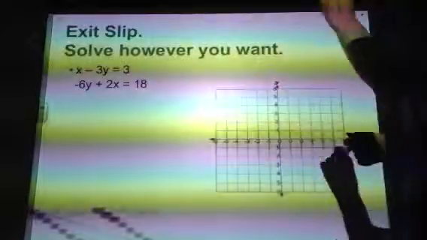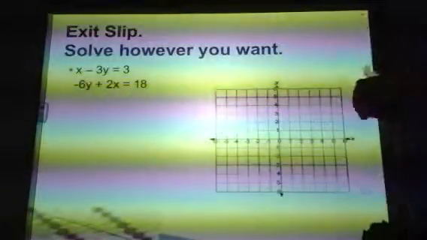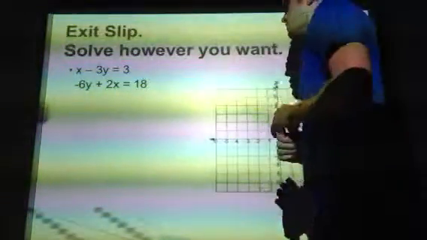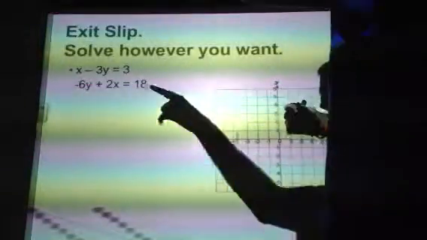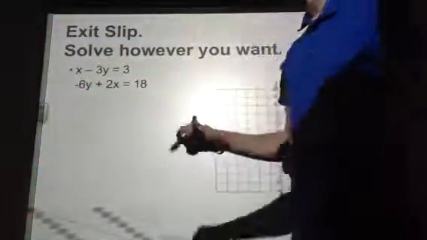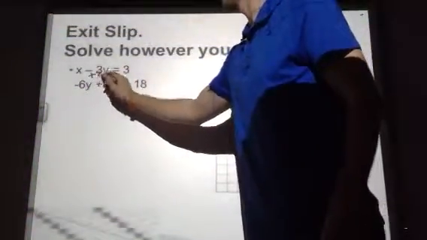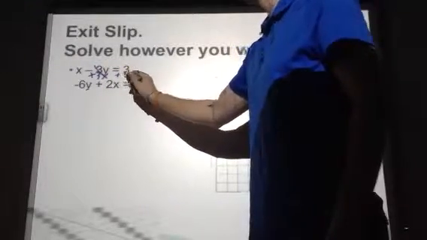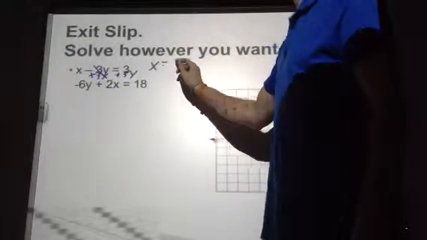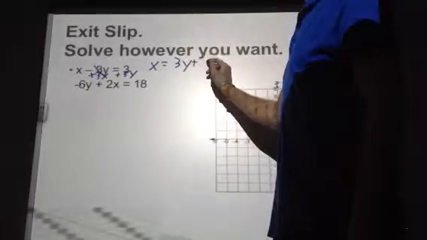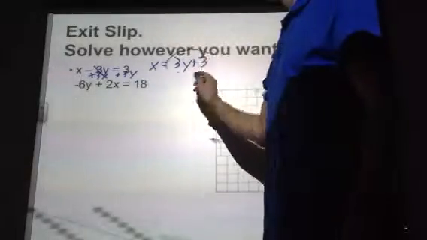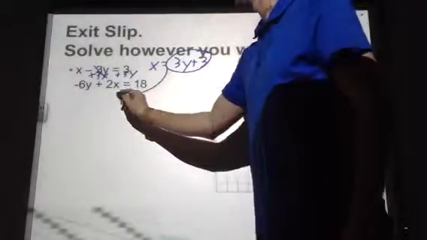Okay, so now, if you solve it by substitution, let's see how that works. Look for the easiest variable to solve for substitution. It's going to be x in that top equation. It doesn't have any coefficients. So we add 3y to both sides. So x is the same thing as 3y plus 3. Okay? Plug it in to that second equation.